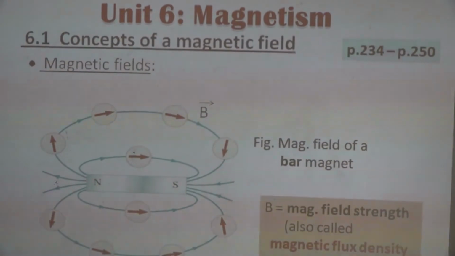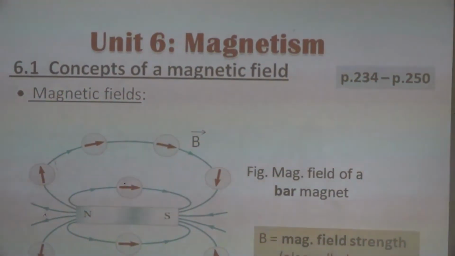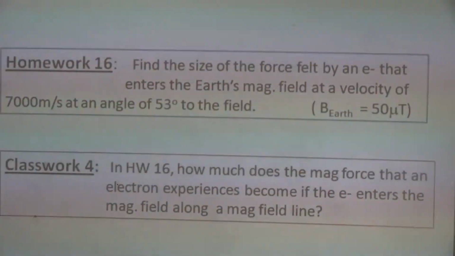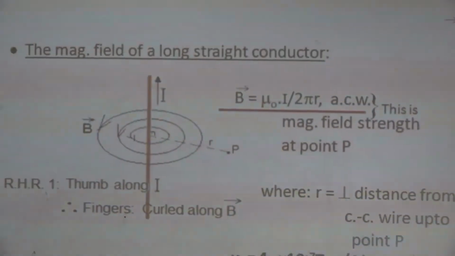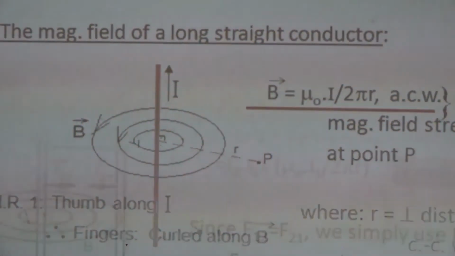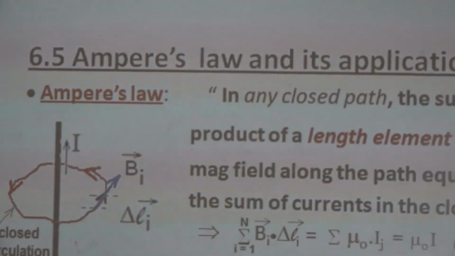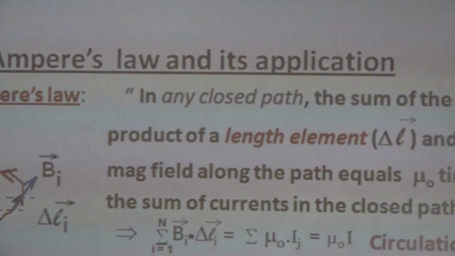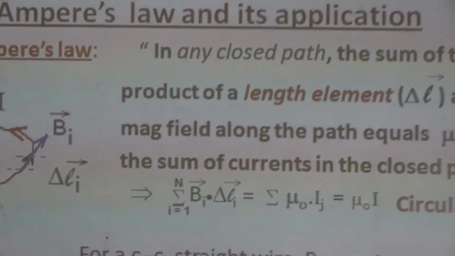We started Unit 6 last time, and I'll take you to where we stopped. We were discussing Ampere's law. It tells you about the magnetic field strength of a current carrying wire, and we call it circulation sum. Let's discuss it a little bit.